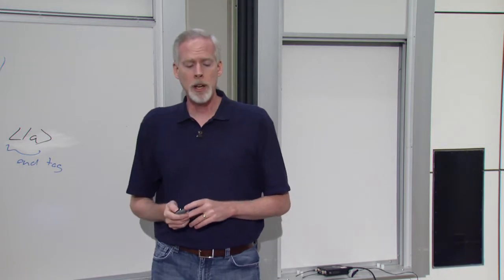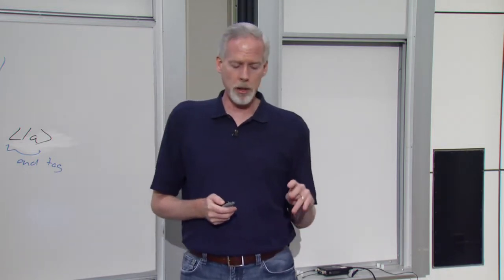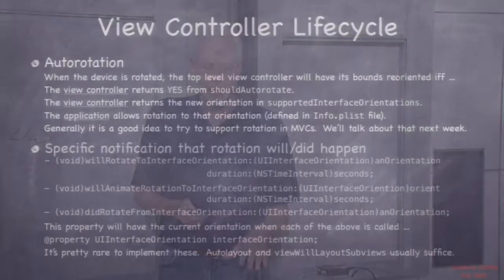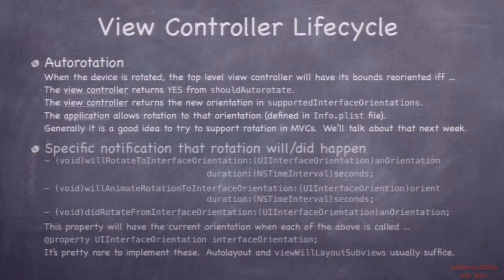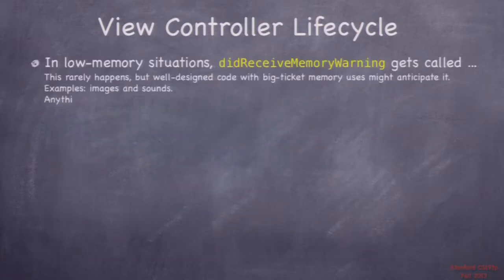There are also methods that get called. I put them in gray here because we're not really going to look at them. They're rarely needed. AutoLayout and didLayoutSubviews are usually going to cover everything you need. But if you wanted to get involved in the animation of the rotation, it's all possible, but we're not really going to look into that.